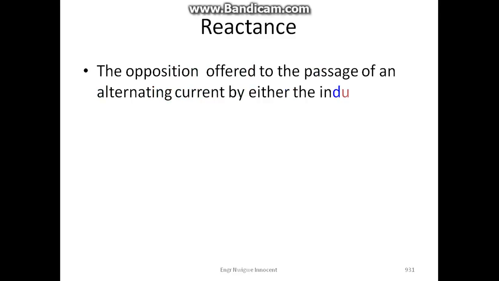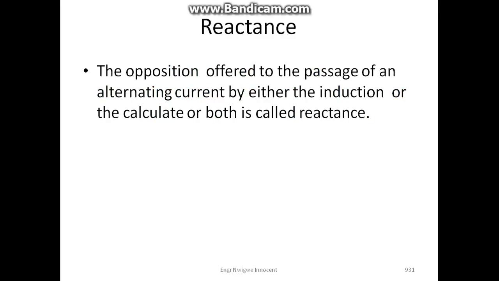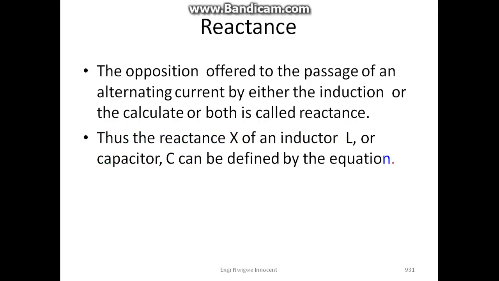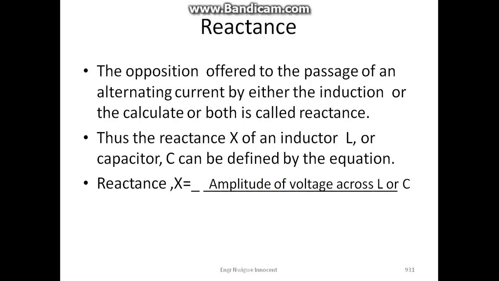Reactance: the opposition offered to the passage of an alternating current by either the inductor or the capacitor or both is called reactance. Thus, reactance X of an inductor L or capacitor C can be defined by the equation reactance X equals amplitude of voltage across L or C all over amplitude of current through it. X equals Vm over Im.